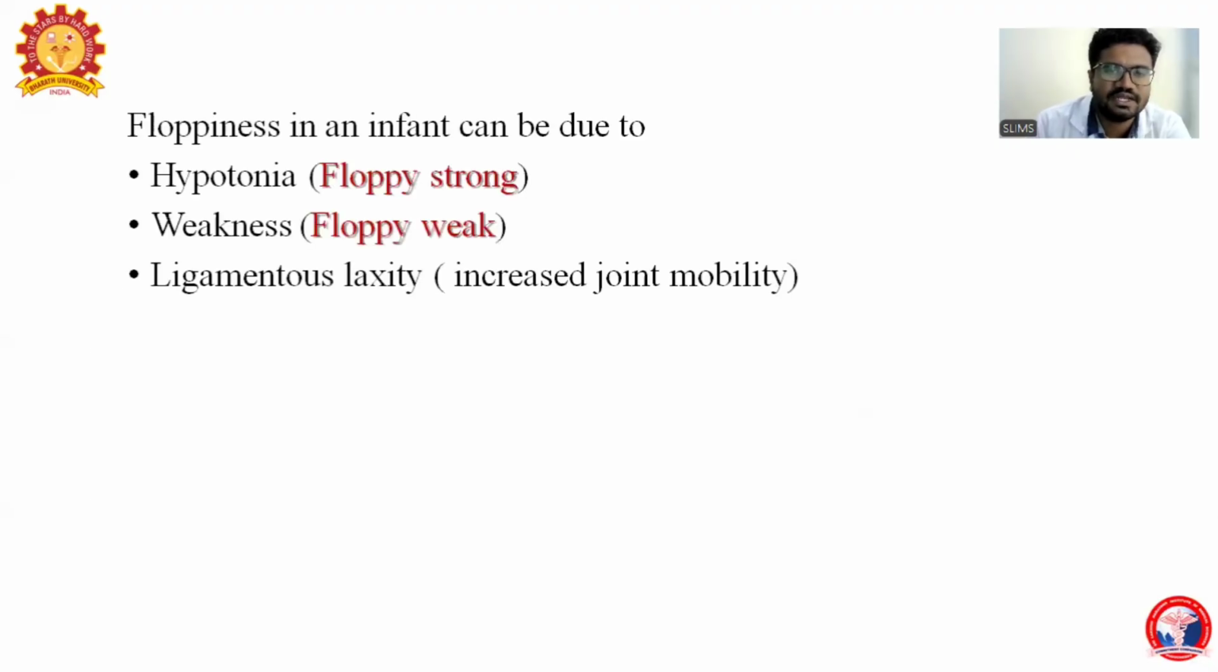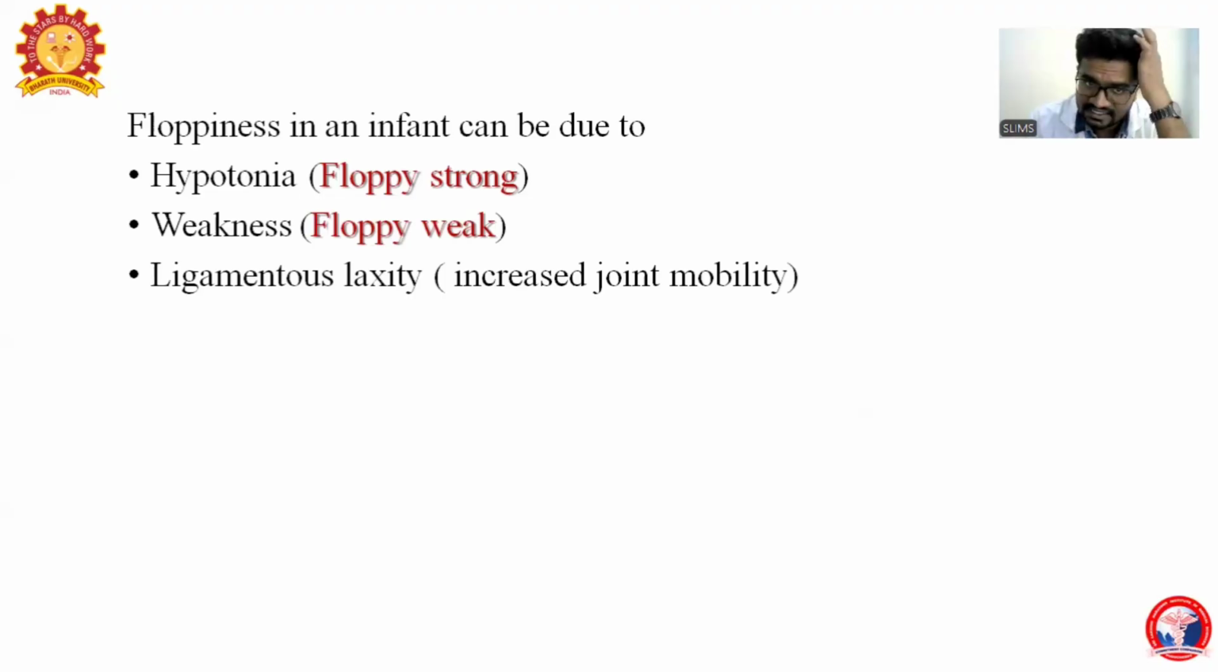So what is floppiness? Basically, floppiness in an infant can be described as either hypotonia, where the tone is low and the child is strong. So it is called floppy strong. The second category is weakness. The overall body is weak. The tone is also low, the child is also floppy, and on examination, the child is weak. So it is mainly categorized into two categories, floppy strong and floppy weak.